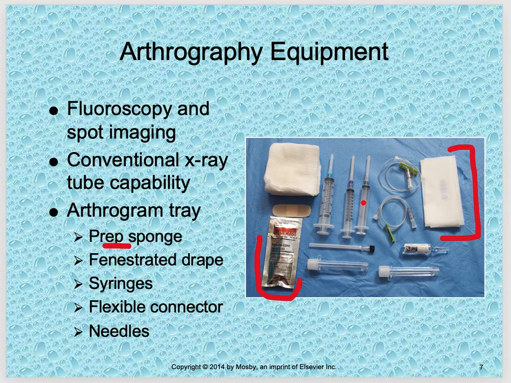Syringes, we know that these are the syringes. And then flexible connector, depending on the radiologist and what they're going to do, your two flexible connectors, or at least one, and then your needles. And you can see that they've already put the needles on the syringes. And then you have this needle here if they're going to draw any fluid out. And then you have the two containers. If they withdraw fluid, they'll put the fluid into those containers to send to the lab.